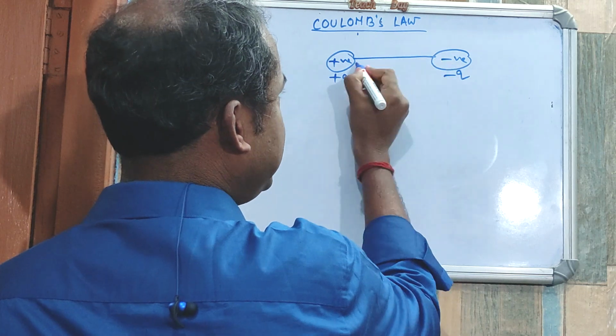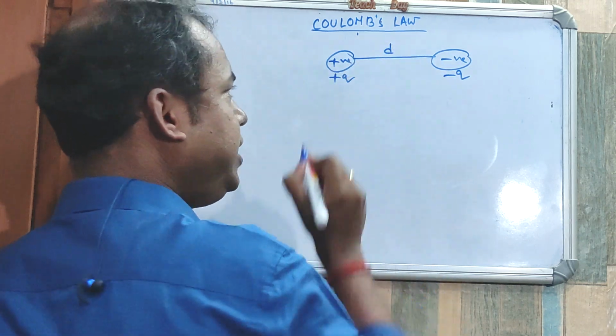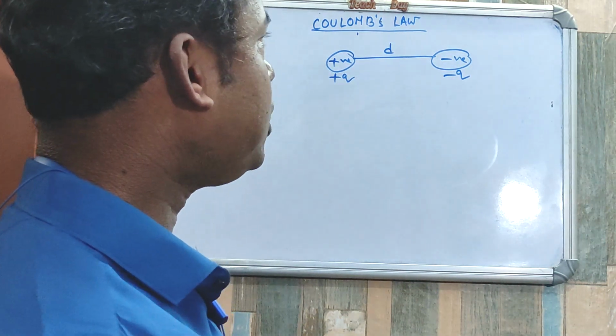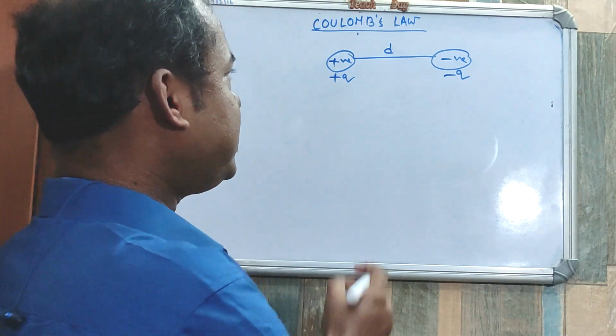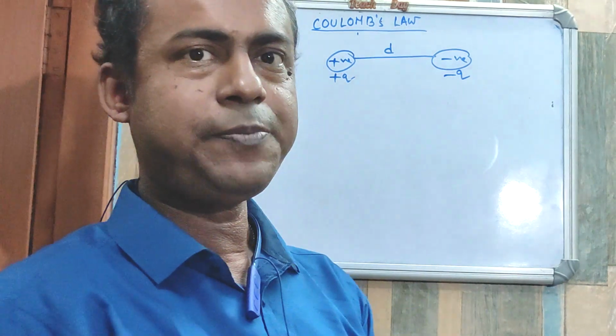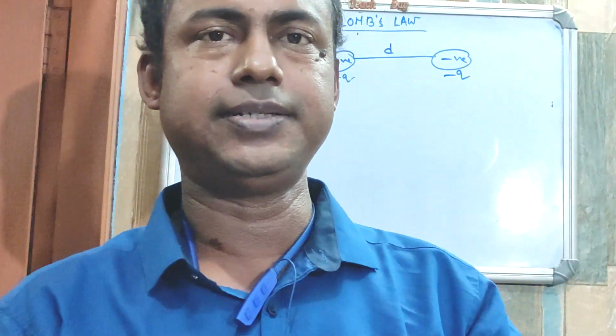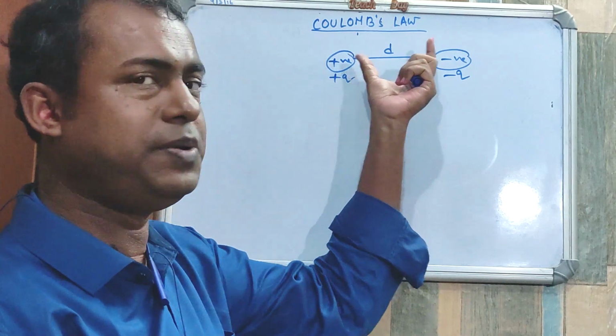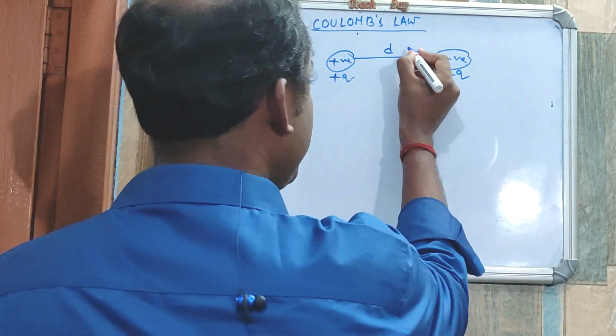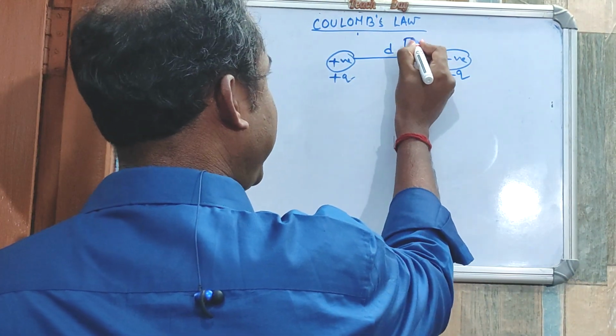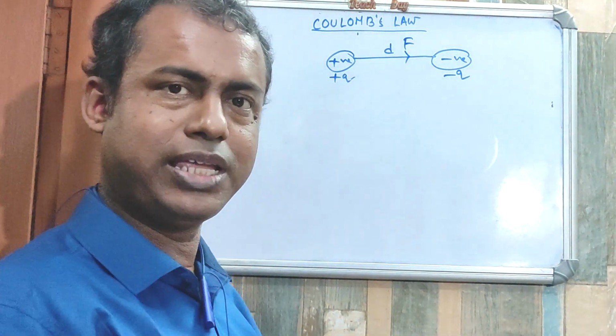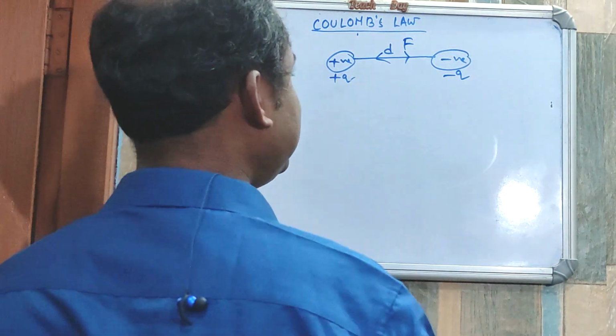These two charged bodies are separated by some distance, consider d. Coulomb's law specifies that a positive and a negative charged body always attract each other. So obviously the force between them is attractive in nature, and this force is denoted with F.